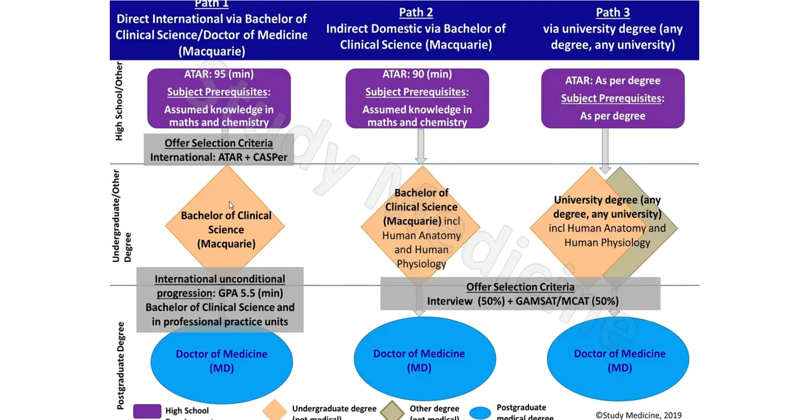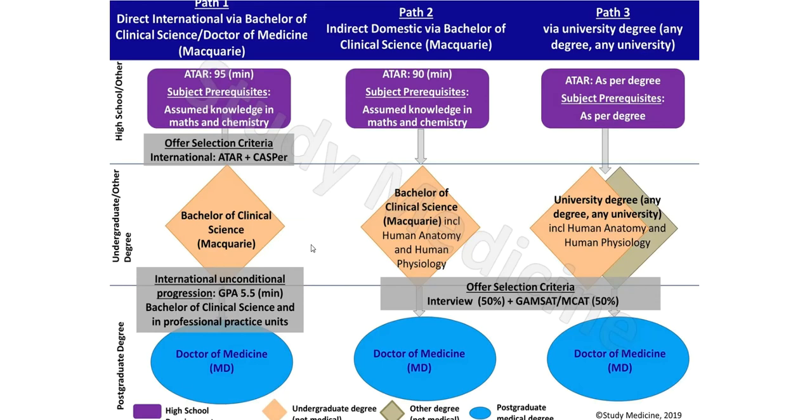There are some caveats though, and that basically is that you get guaranteed progression if you have an unconditional international place, provided you achieve a grade point average of 5.5 minimum in the Bachelor of Clinical Science, and you also have to achieve that same grade point average of 5.5 in the professional practice units. If you achieve those things, then you are straight through and into medicine.